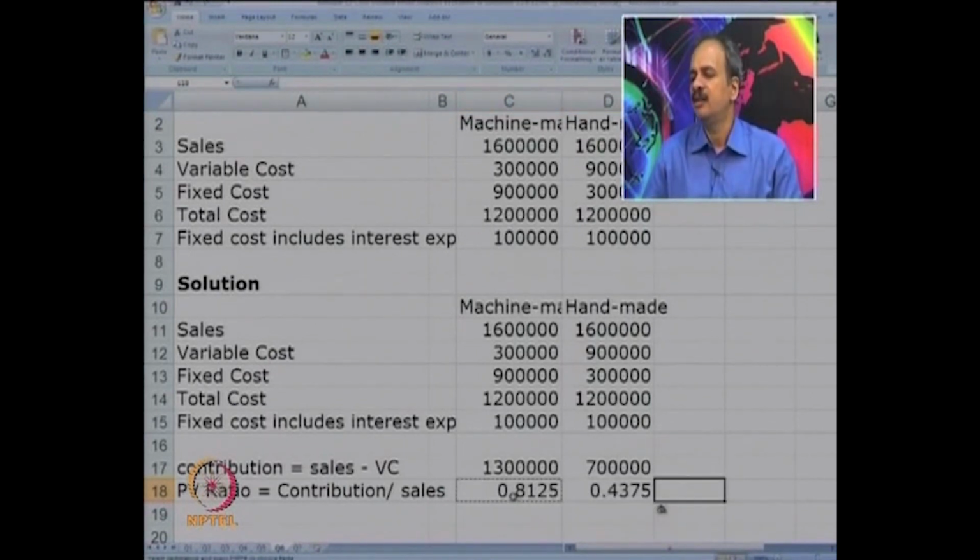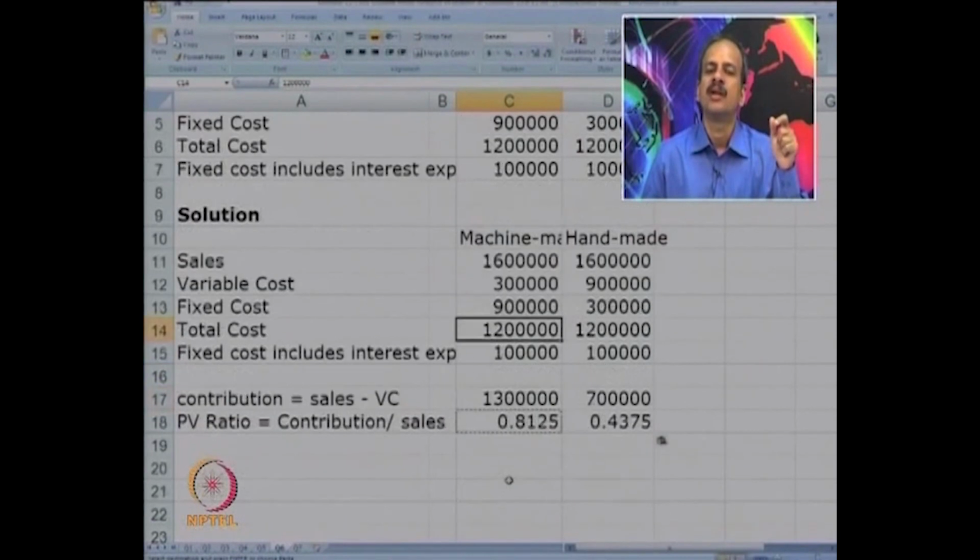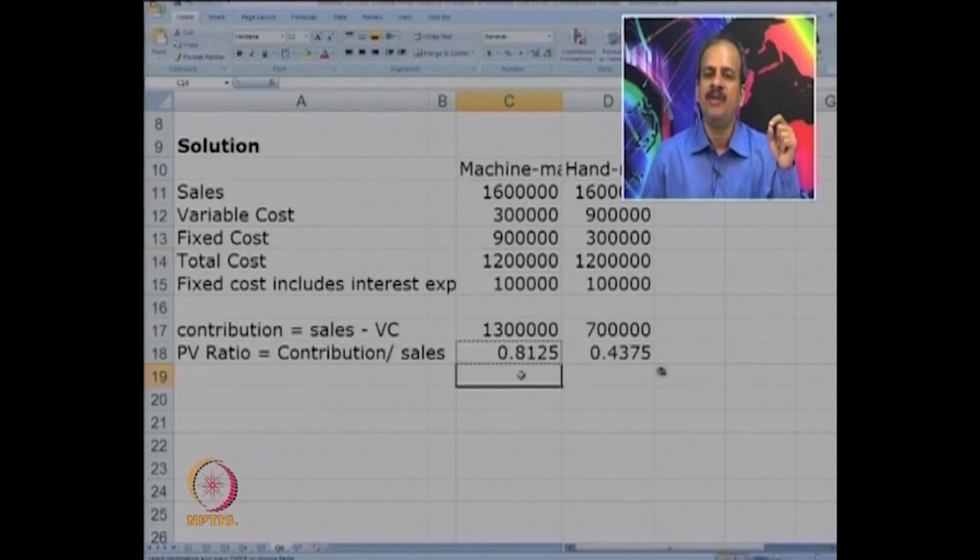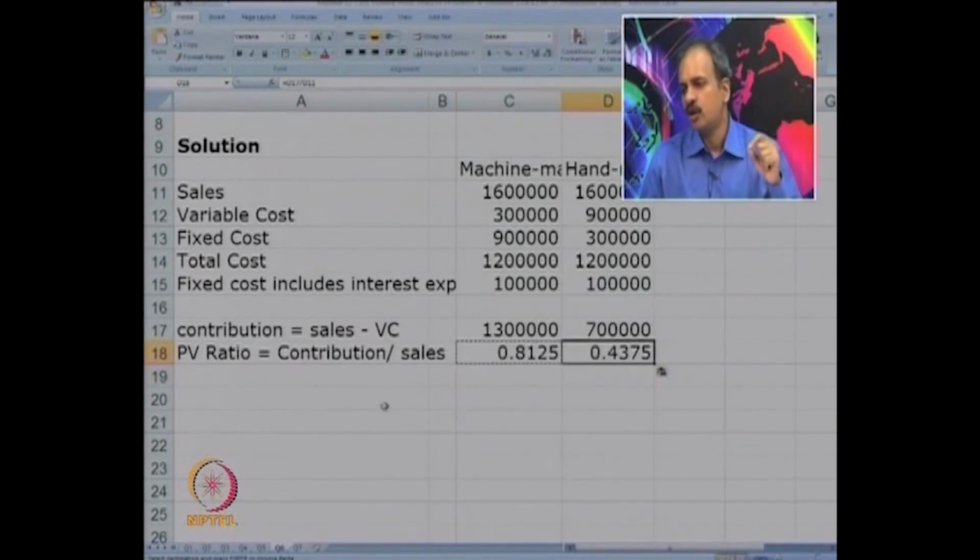So machine made product has a very high contribution, as high as 81% PV ratio, whereas for a handmade system PV ratio is only 43%, because you can see variable cost as a proportion of sales is high in case of a handmade system. As against this, fixed costs are heavy in a machine made system. So total cost is the same, 12 lakhs, but we are looking at a relationship, so PV ratio is high, 81% for machine made, and only 43% for man made.